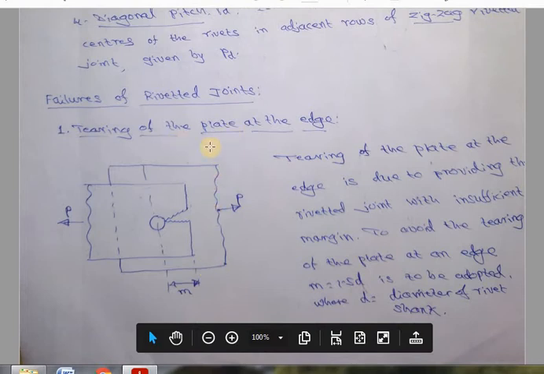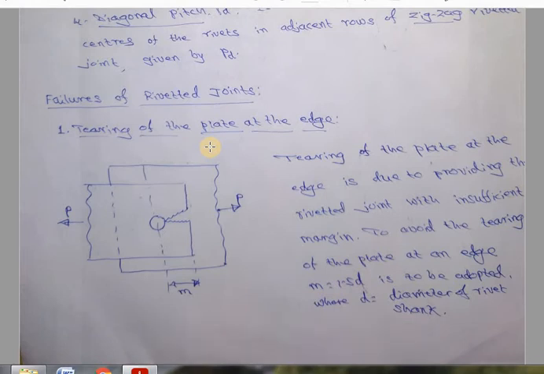Now another important theoretical topic is how a riveted joint is going to fail. If I know how joints fail in practice, then I can take care of those failures in the design calculation so that my design will be a very strong one. First we will see the tearing of the plate at the edge.